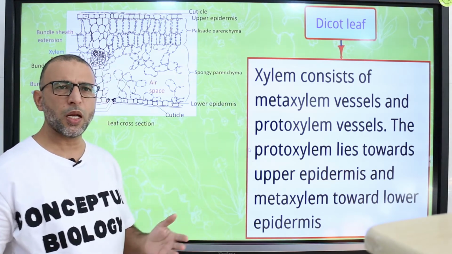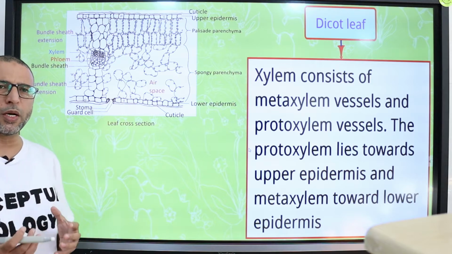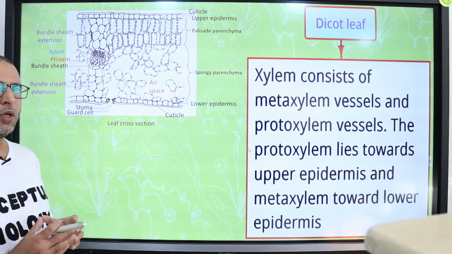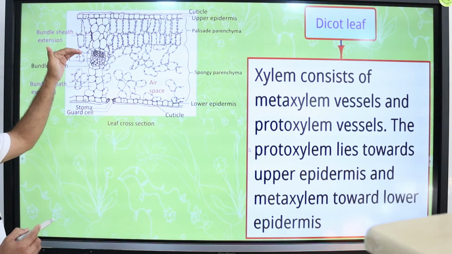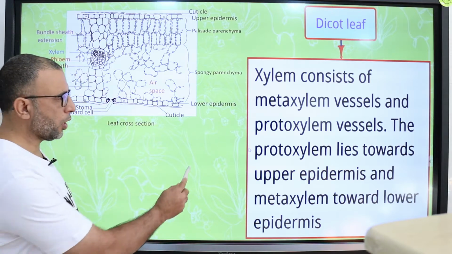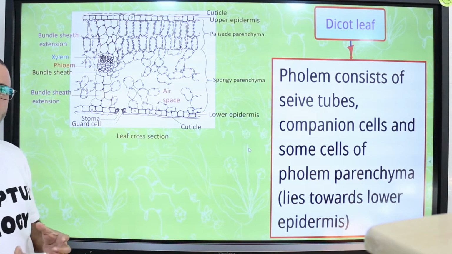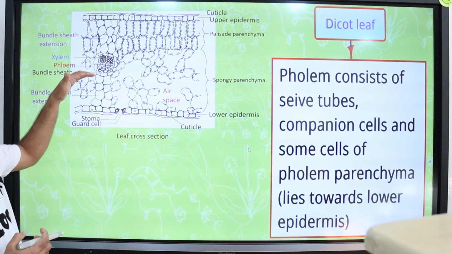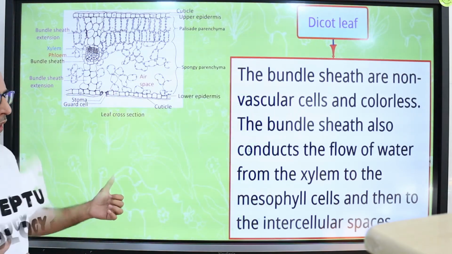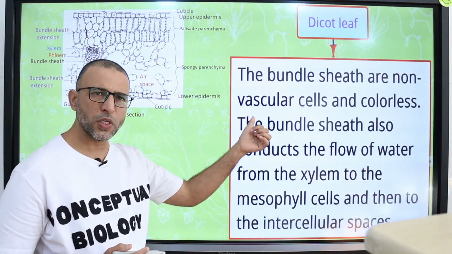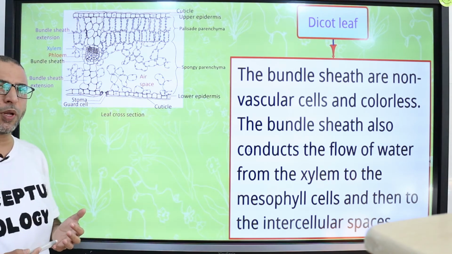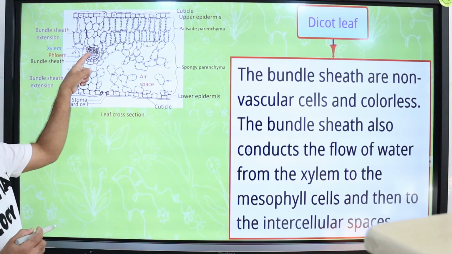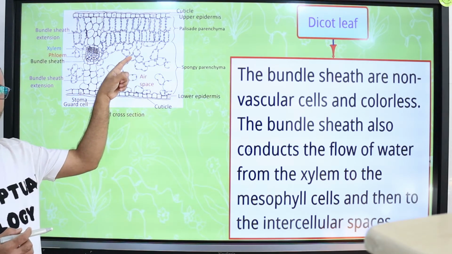In dicot leaf, xylem consists of protoxylem and metaxylem vessels, but protoxylem and metaxylem vessels are not differentiated. Protoxylem is present towards the upper epidermis and metaxylem is present towards the lower epidermis. Phloem consists of sieve tubes, companion cells and phloem parenchyma, and phloem tissues are present towards the lower epidermis. In dicot leaf, bundle sheath cells are non-vascular and do not contain chloroplasts, so they are colorless. Bundle sheath also conducts the flow of water from xylem to the mesophyll cells and then to the intercellular spaces.